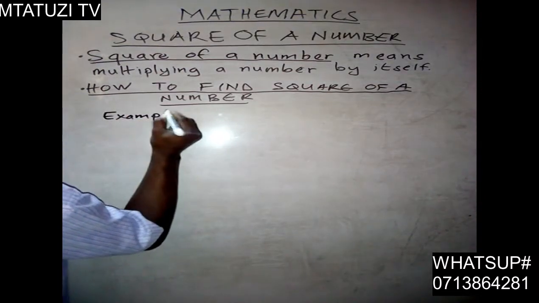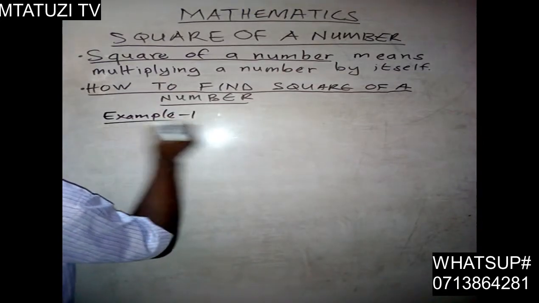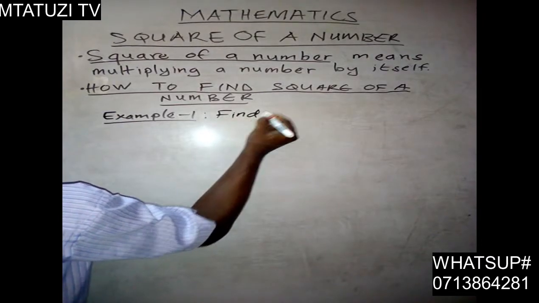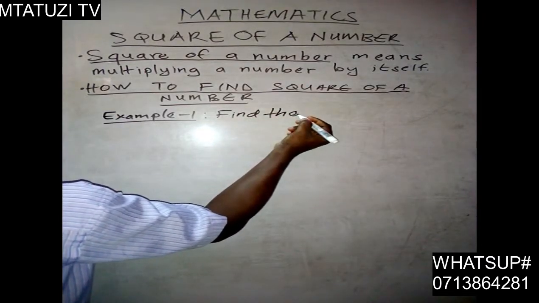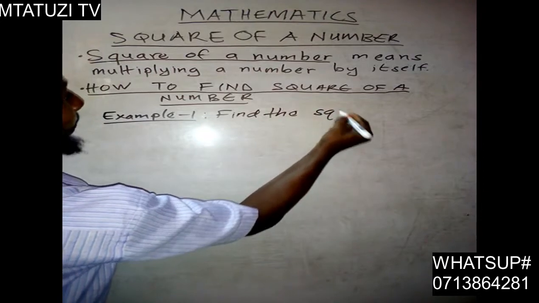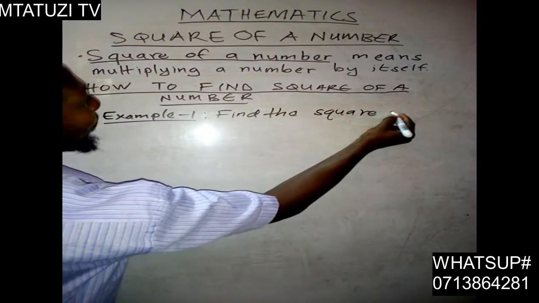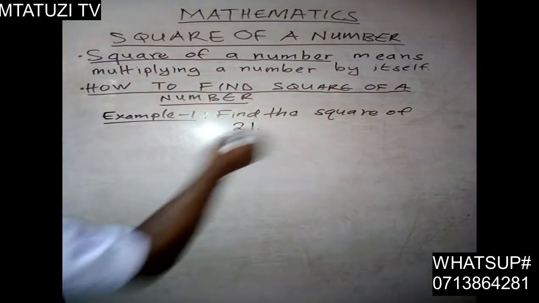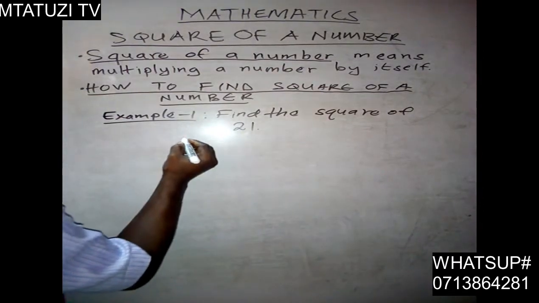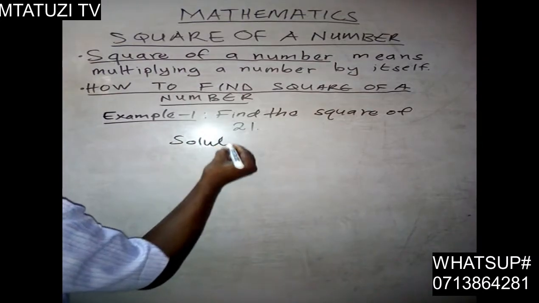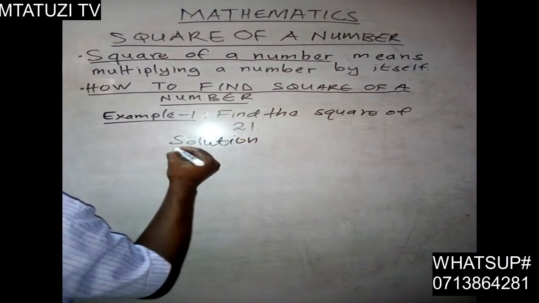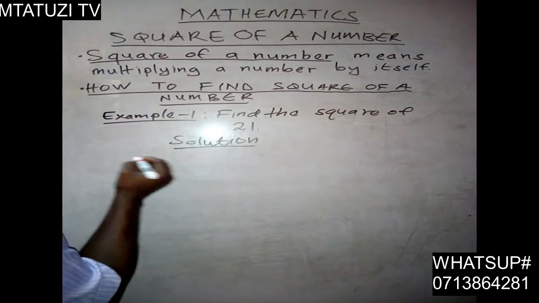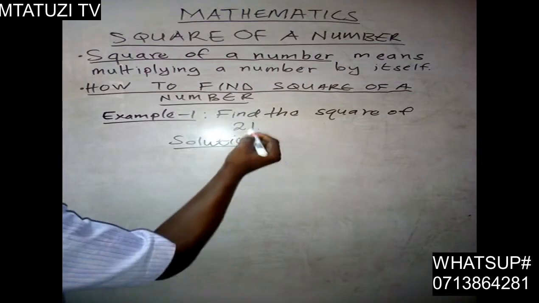Example 1: find the square of 21. You ask me to find the square of 21. So, solution. Square of a number, as we said, is multiplying a number by itself. So here we are required to find the square of 21.